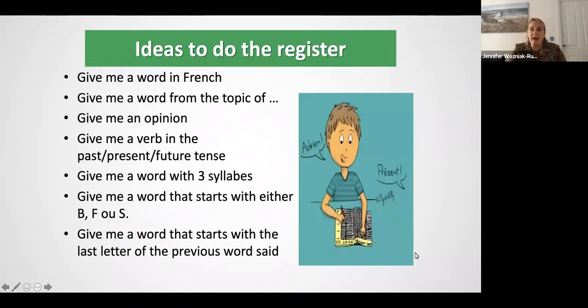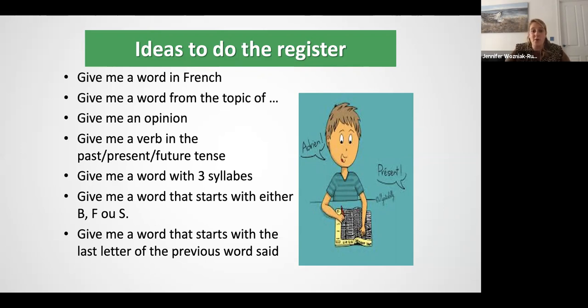As well, when I do the register, I'm sure it's the same for you, it is compulsory to do the register. We have to do it in every single lesson, and we have to do it at the beginning of the lesson. So I use it as an opportunity for everyone to say something in the target language. For example, I might have the students give me a word in French, or a word from a specific topic, probably a topic that we've learned previously. I might ask them to give me an opinion. I might ask them to give me a verb in a past, present, or future tense.